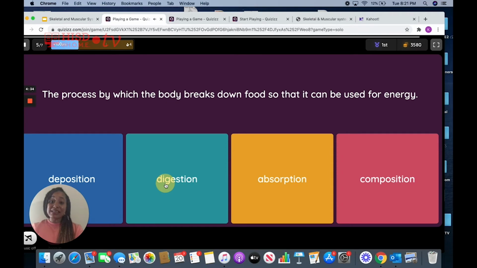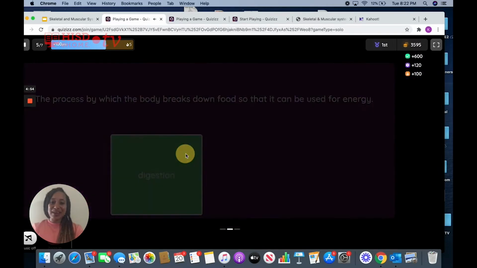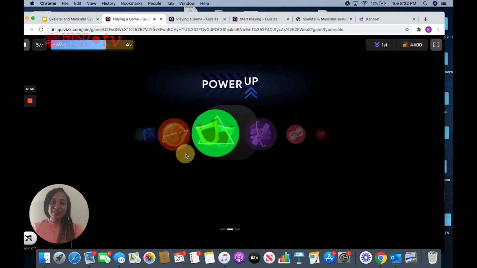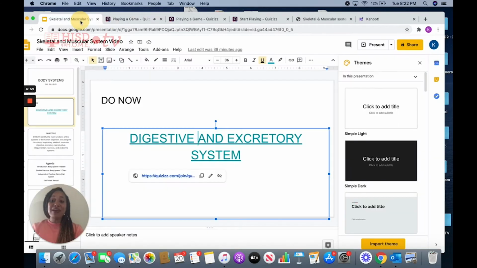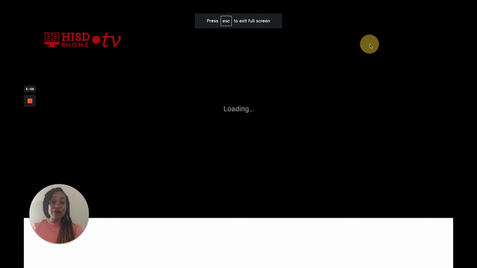The process by which the body breaks down food so that it can be used for energy. The key here is breaks down food. So out of these 4 words, which one means breaks down food? Digestion? Let's see. Great job. The answer is digestion. You all did awesome. You remembered everything we discussed last week. So let's get into today's presentation.